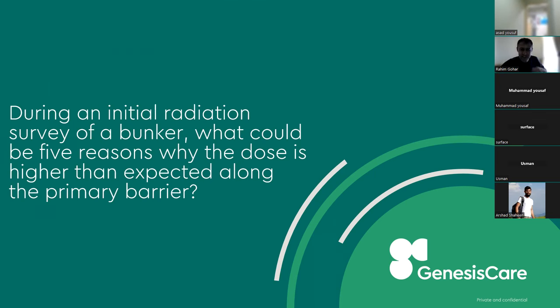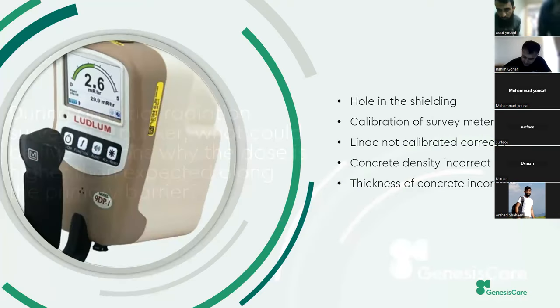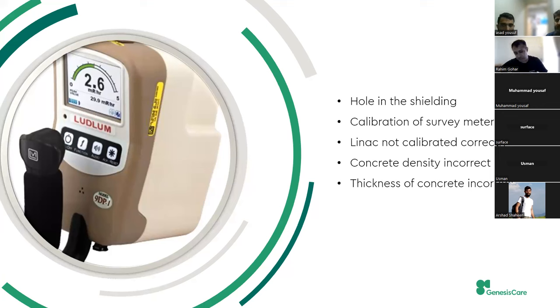Right. I think this is the last question we can discuss. As you said, the structural integrity may not be good, so there's a hole in the shielding. Maybe your survey meter calibration is not good, right? That can be the cause. And the LINAC is not calibrated as well, because if it's a new LINAC and it's not calibrated, it has higher penetration, then that can lead to it. And the concrete density is one of the parameters which defines the attenuation. And maybe the thickness of your concrete is incorrect. So these are the five reasons. All right.